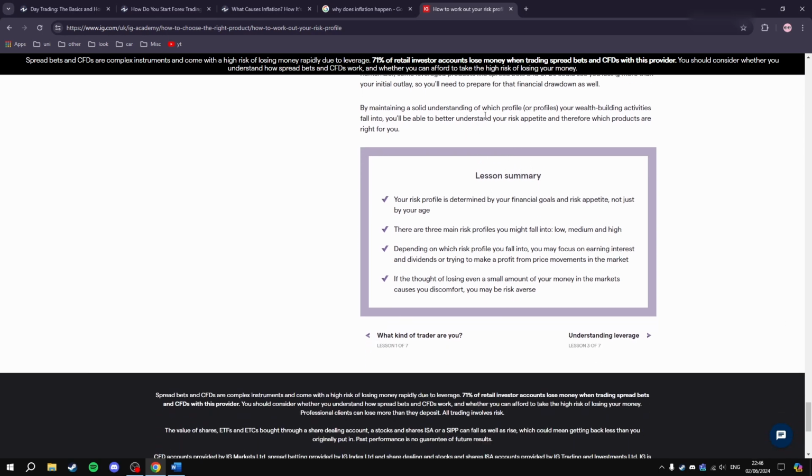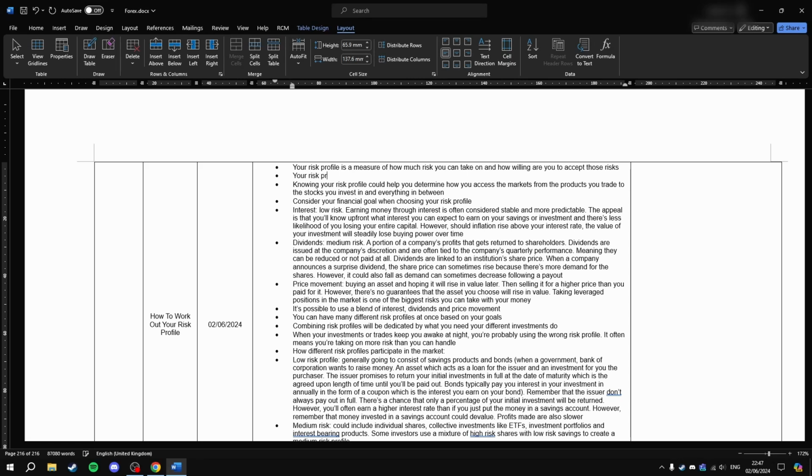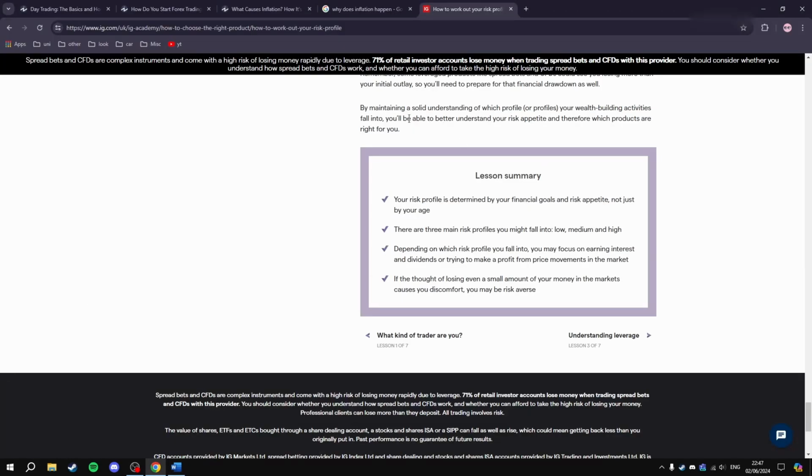By maintaining a solid understanding of which profile or profiles your wealth building activities fall into, you'll be able to better understand your risk appetite and therefore which products are right for you. Okay, so let's just summarize. Your risk profile is determined by your financial goals and risk appetite, not just by your age.